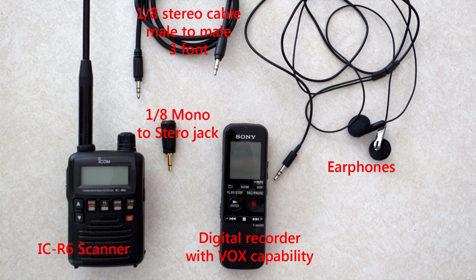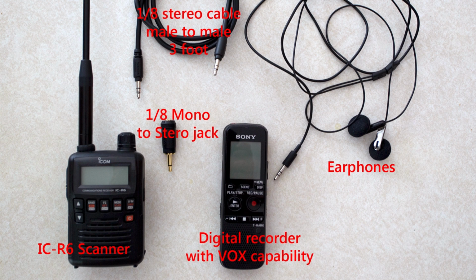Okay, so here's just a look at some of the gear that I use. On the bottom left is the IC-R6 scanner, really small and compact. That has a diamond antenna on it. Then I have the 1/8" mono male to stereo female jack. The reason for this is the scanner outputs through the speaker port only in a single channel. So if you want to listen in earphones or record on both left and right, then you are going to have to use this jack and plug it into the top.